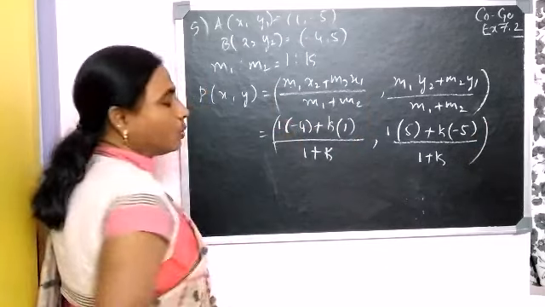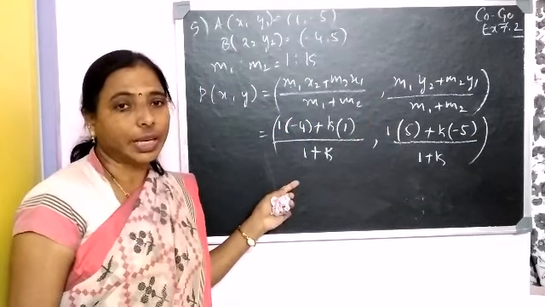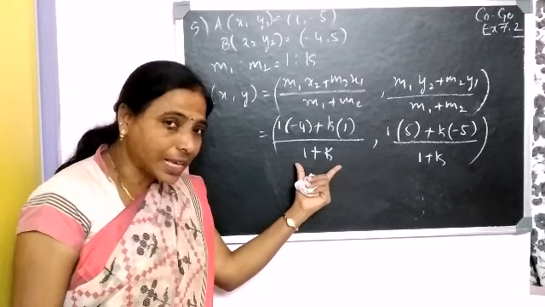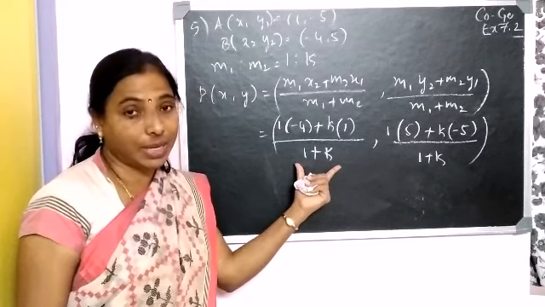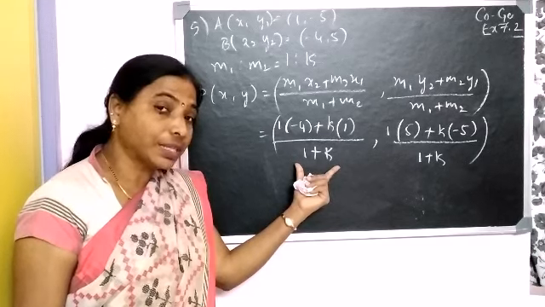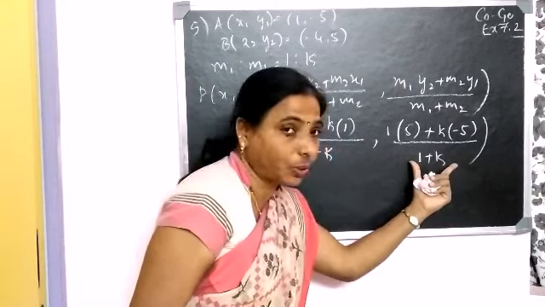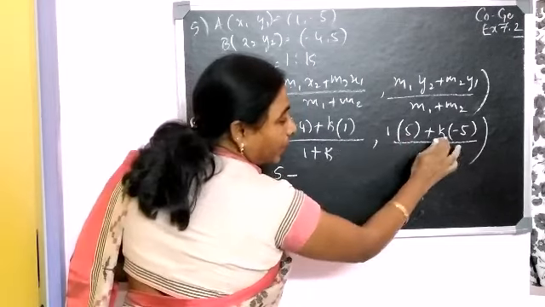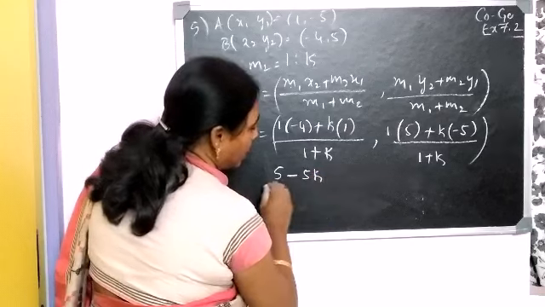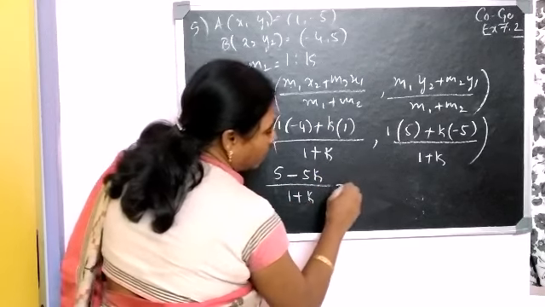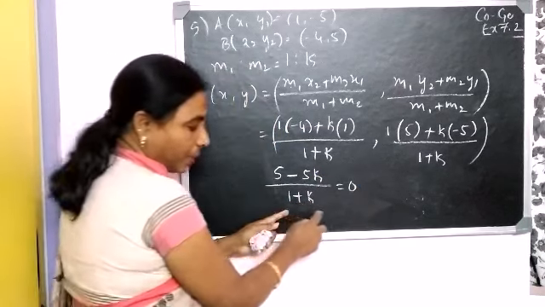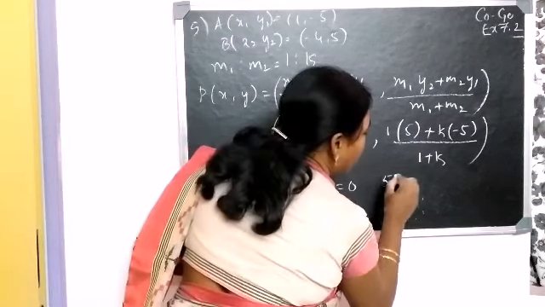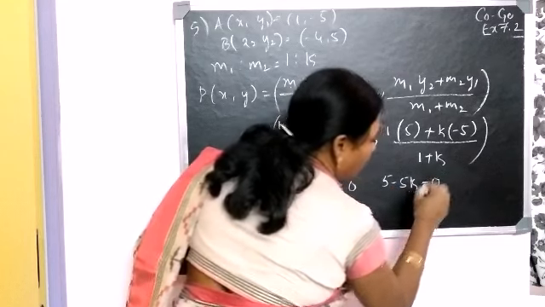But children, as I told you, we have to take this as 0 here. At that time we took the x-coordinate as 0 when it was divided by the y-axis. Now it is divided by the x-axis, therefore the y-coordinate will be 0 now. That means 5 ones are 5, minus 5 into k is minus 5k, divided by 1 plus k is equal to 0. When 1 plus k goes to the other side it becomes 0. That means 5 minus 5k is equal to 0.